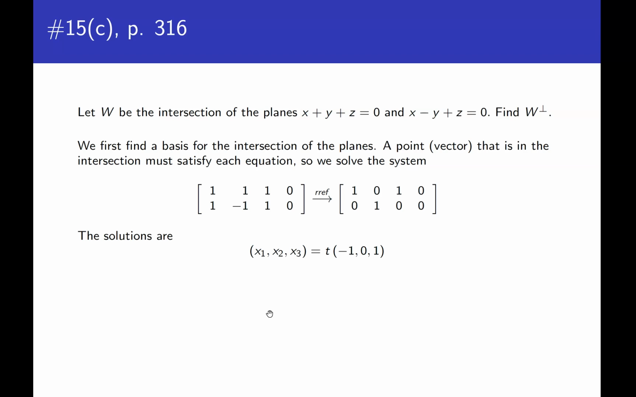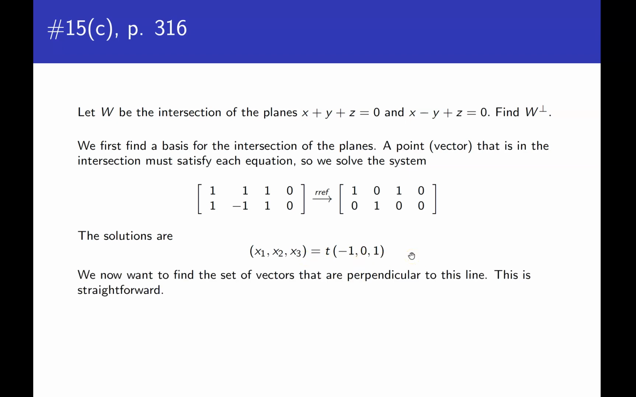Then we can easily see that the y coordinate, or the x2 coordinate, has to be 0, and the x coordinate has to be the negative of the z coordinate. So this is a free variable. If we let that be t, then x has to be -t. That's how we get these solutions. Again, I've written it as x1, x2, x3 here, but you could do x, y, z. Those letters really don't matter. But we really do have a line here.